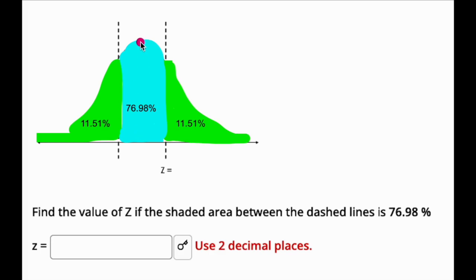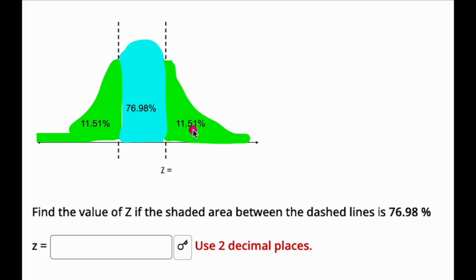So I know that a total under the graph, all of it should be equal to 100. So if I know there's 76.98% in the middle, if I subtract that from 100, I'm going to have 23.02% left over. So both of these green areas should add up to 23.02. So that way the entire graph, all those areas covered, should add up to 100.